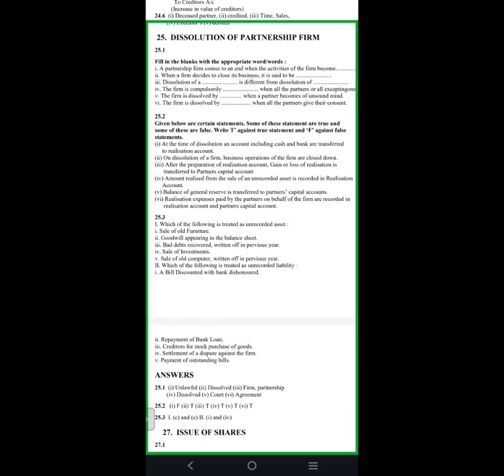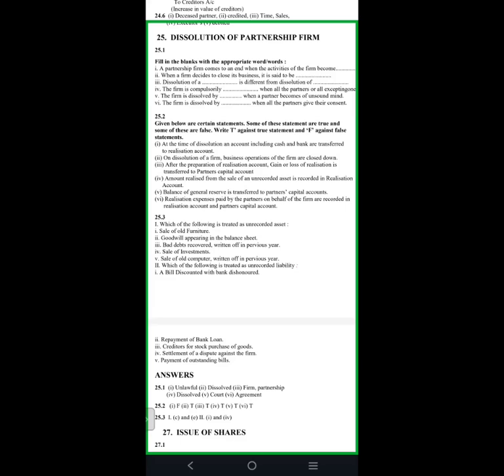After the preparation of realization account, a gain or loss of realization is transferred to partners' capital account. True. Amount realized from the sale of an unrecorded asset is recorded in the realization account. That is also true. Balance of general reserve is transferred to the partners' capital account. True. Realization expense paid by the partners on behalf of the firm is recorded in realization account and partners' capital account. That is also true.